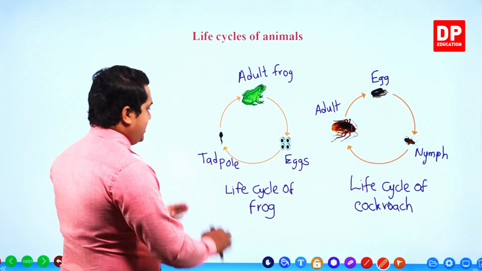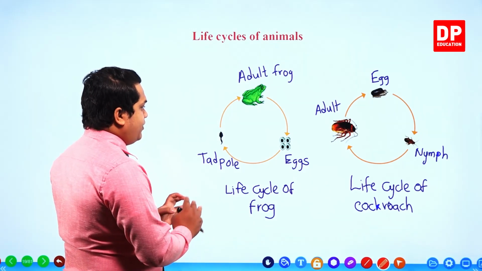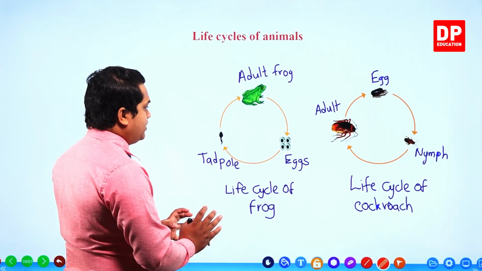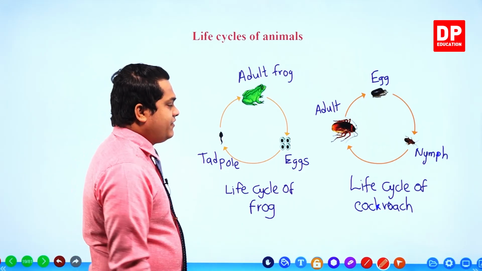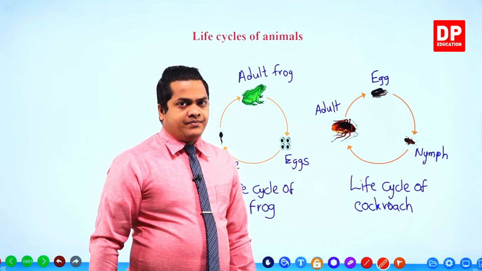But in this case, if you take the tadpole, adult frog, and eggs, each of these three stages is way more different from one another.